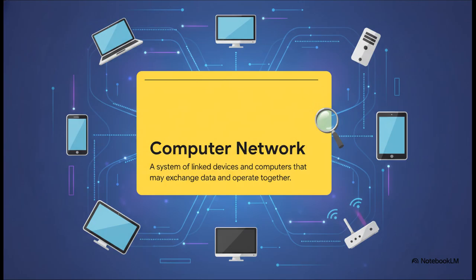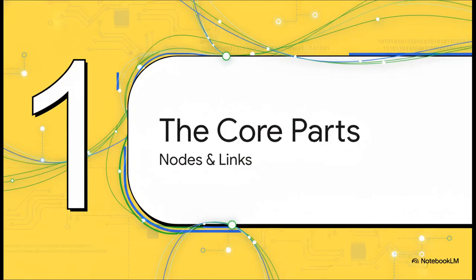At its absolute core is just a system of linked devices. We're talking your phone, your laptop, even your smart TV. They're all set up to share data and work together. Everything from your Wi-Fi at home to the global internet itself is built on this one simple concept. Okay, so if it's a system, what's it actually made of? Well, believe it or not, every single network, doesn't matter if it's huge or tiny, is built from just two incredibly simple components: nodes and links.